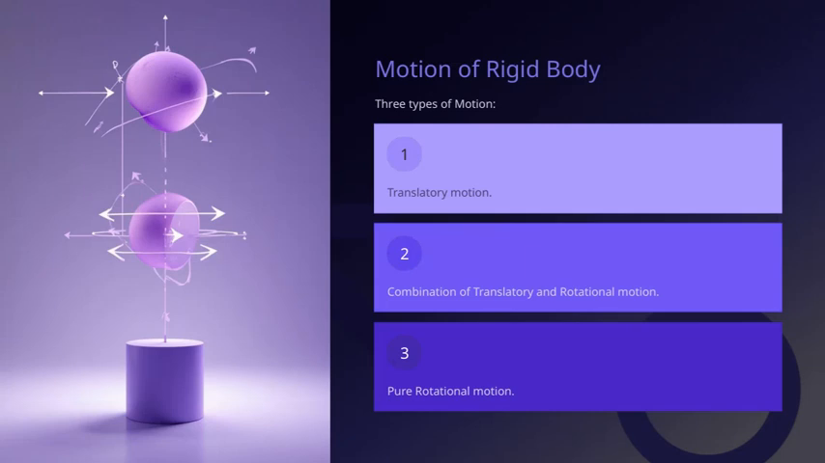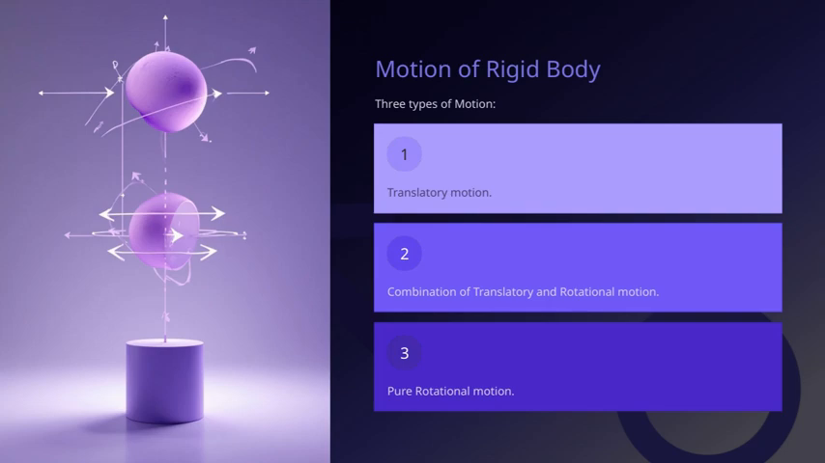Let's start by looking at the three main types of motion we deal with in rigid bodies. First, we have pure rotational motion. This is when an object spins around a fixed axis without any translation. Think of a spinning wheel or a top. It's a very fundamental concept because it helps us understand how objects rotate.